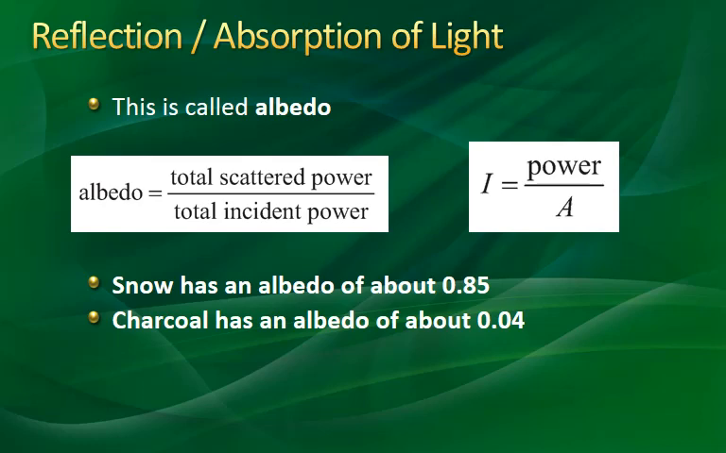So when we talk about absorption and reflection, we can set up this ratio called albedo, where we have the total scatter power over the total incident power. And so a higher albedo means that there's a greater amount of light scattered. For instance, snow has a very high albedo because the scatter power here is much higher than, for instance, charcoal. With charcoal, the incident power, the light coming in, most of it's absorbed. Hardly any of it's reflected. That's why the albedo is so low. And for snow, it's very, very high.